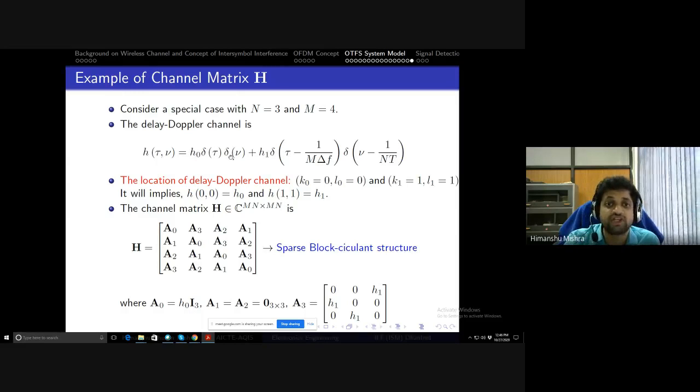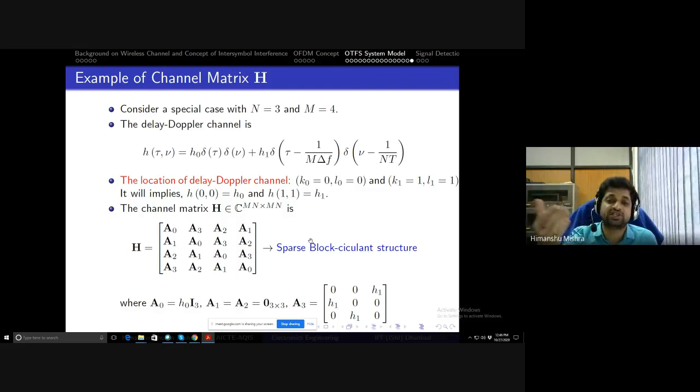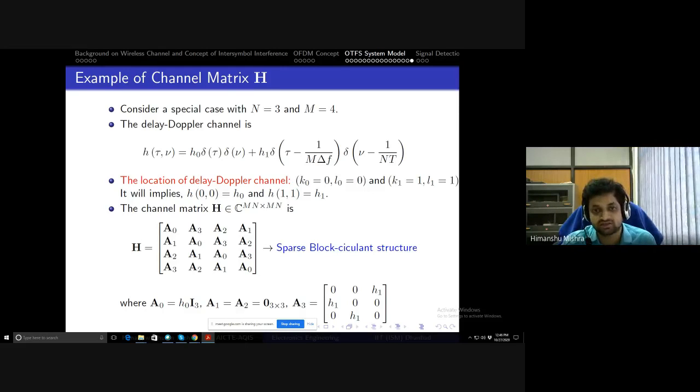That means here I have only a two-tap channel. So I can represent that H0 means 0 delay, 0 Doppler, and H1 is delay 1, Doppler 1. Also you can get the signal from Doppler 1 and 0. If you take some different channel, you will get it differently. So my point is, by considering some example like this, what is the structure of H?